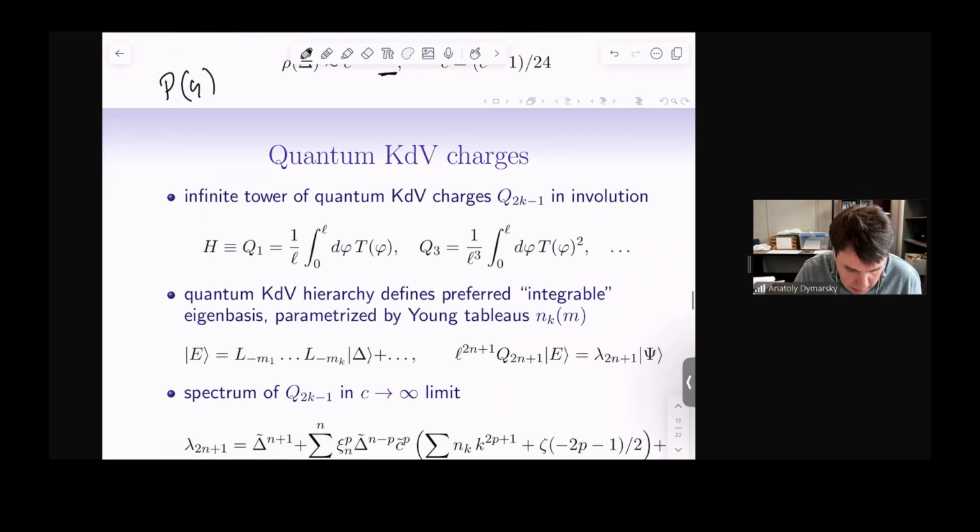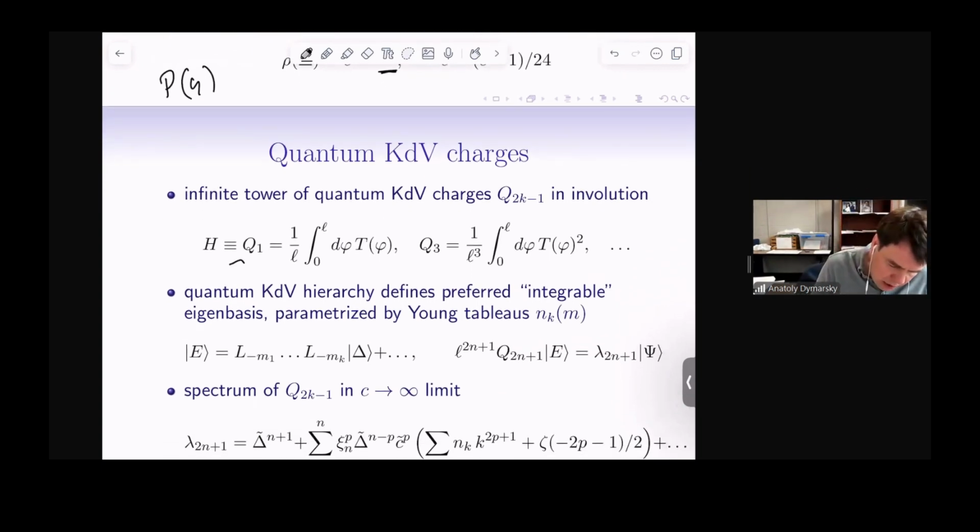Okay? And the counterpart of that is that in addition to the energy, the Hamiltonian L0 minus c over 24, and in addition to the charge Q1, there is an infinite number of conserved charges, which are all extensive quantities. They are built out of the stress energy tensor. Only by tradition, they're labeled by odd labels. There is no Q2, there is no Q4. There are Q2 and Q4, but they're unrelated. We don't care about them because they're non-local. We only care about local things, Q1, Q3, Q5. There is an infinite tower of them.